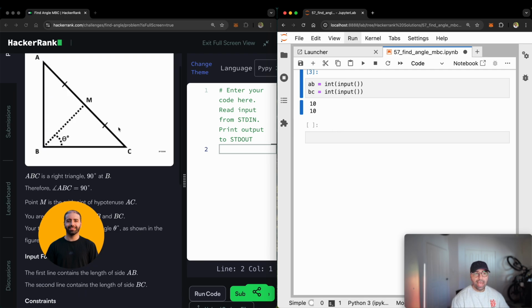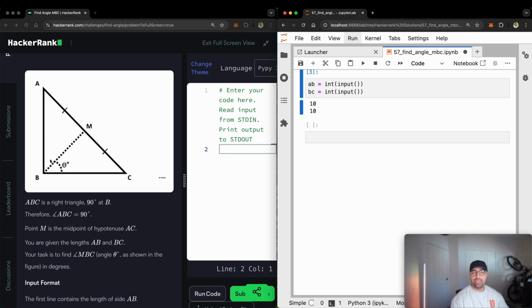Let's see now, how do we calculate the theta angle or MBC from what we have, 10 and 10 for either side of this triangle? For me to be able to find the degrees in radians for theta, all I need to do is to find the arctangent of this angle. The arctangent of this angle equals AB over BC.